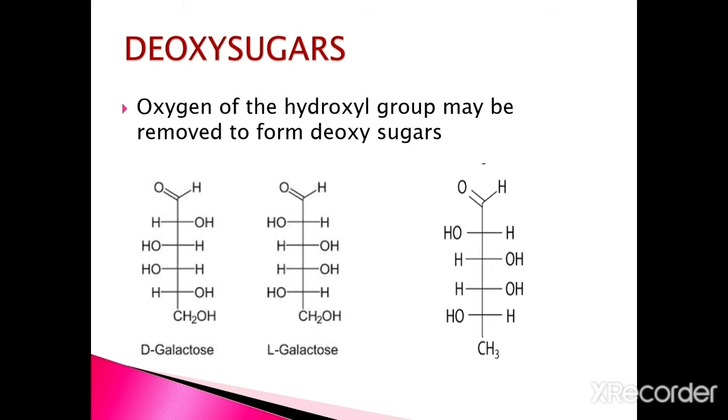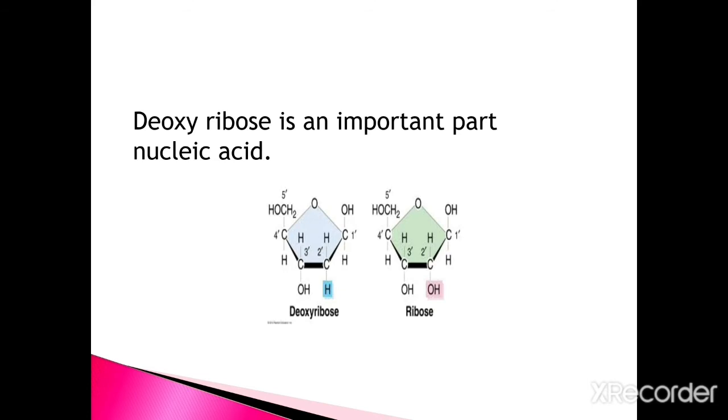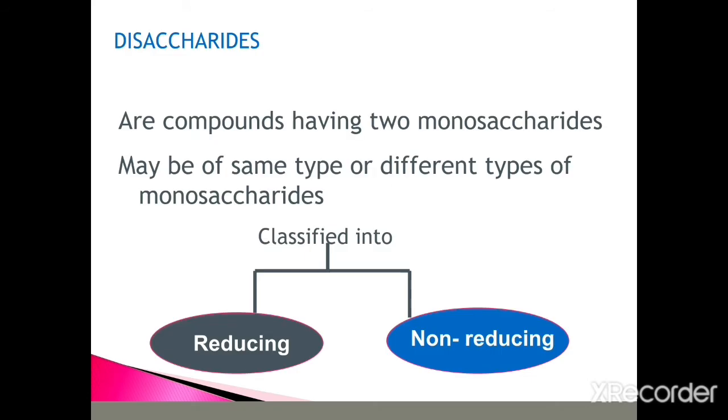Then when the oxygen of the hydroxyl group is removed, it forms deoxy sugars. These deoxy sugars also don't have any reducing property and they will not form osazone. L-fucose is present in blood group antigen and in many other glycoproteins. Then deoxyribose, as you all know, is an important part of nucleic acid.